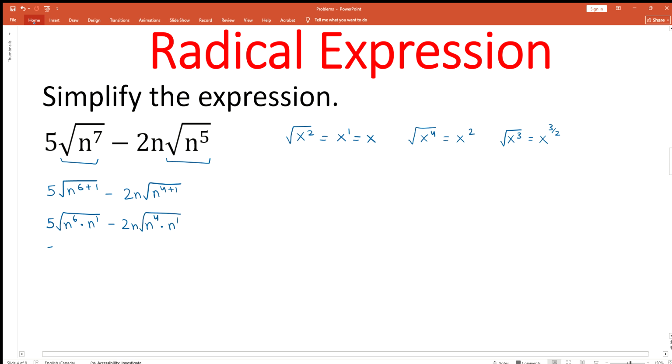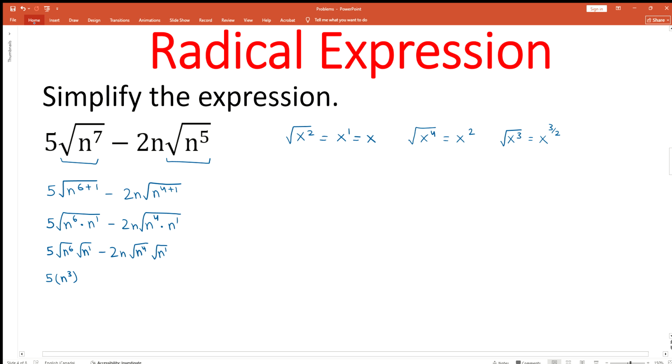Now we can apply the square roots separately to the terms. So I get square root of n to the power 6 times square root of n to the power 1 minus 2n square root of n to the power 4 times square root of n to the power 1. Square root of n to the power 6 is equal to n cubed. We divide 6 by 2.